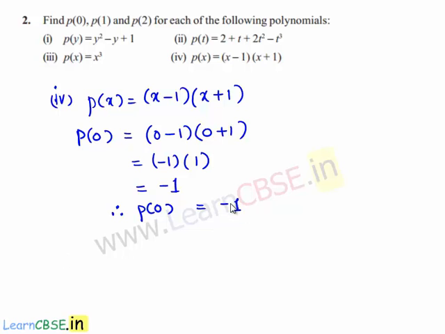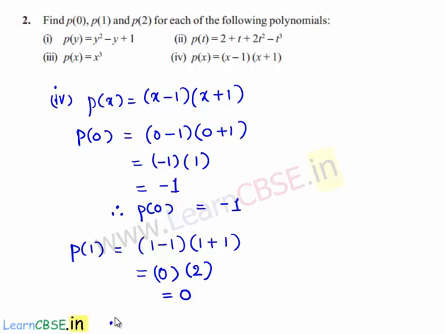Therefore, P of 0 is equal to minus 1. And the value of P of 1 is equal to, substituting the value of 1 in the place of x, we get 1 minus 1 multiplied by 1 plus 1, which is equal to 1 minus 1 is 0 multiplied by 2. 0 multiplied by 2 is 0. Therefore, P of 1 is 0.